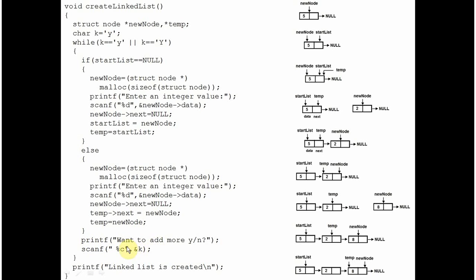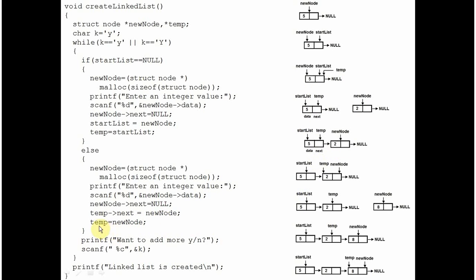So do you want to add more? Suppose the user enters y, it will go here. Is start list null? No. Now start list is pointing to some node. It will come over here. Next node is allocated. Asking the integer value for the next node. User enters suppose 2, that will be assigned to the data member of the new node. Next pointer is set to null. Then the next pointer of temp, which is pointing to just previous node, is set to point at the new node. So they are connected.